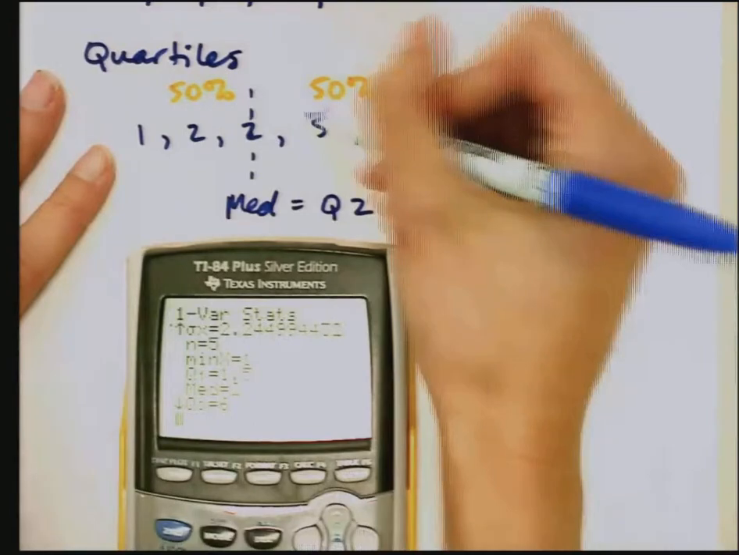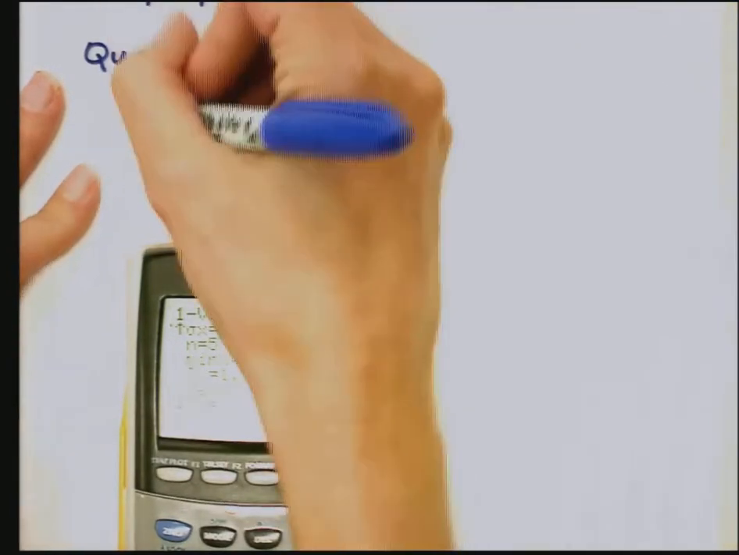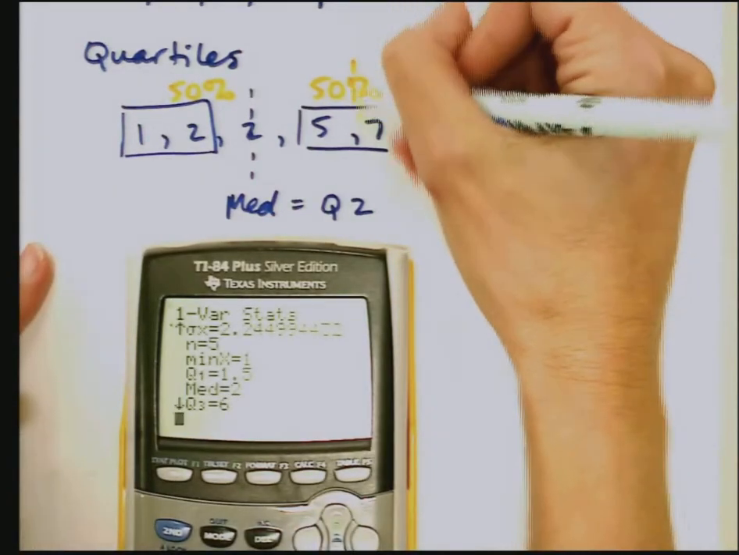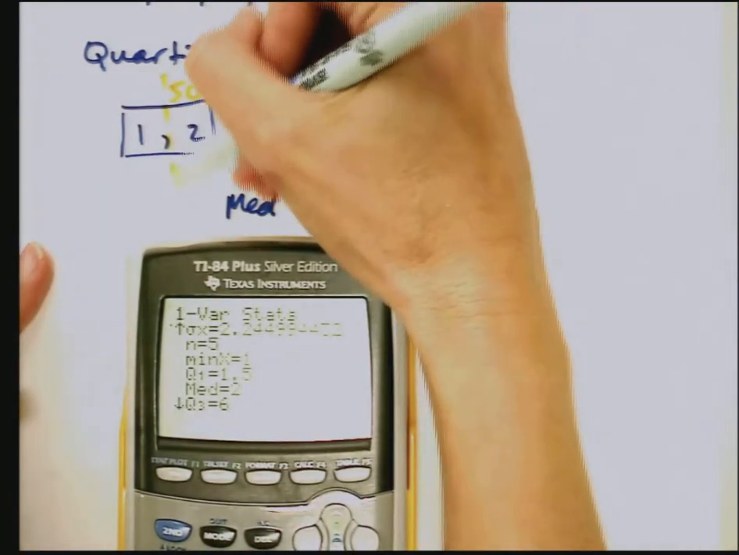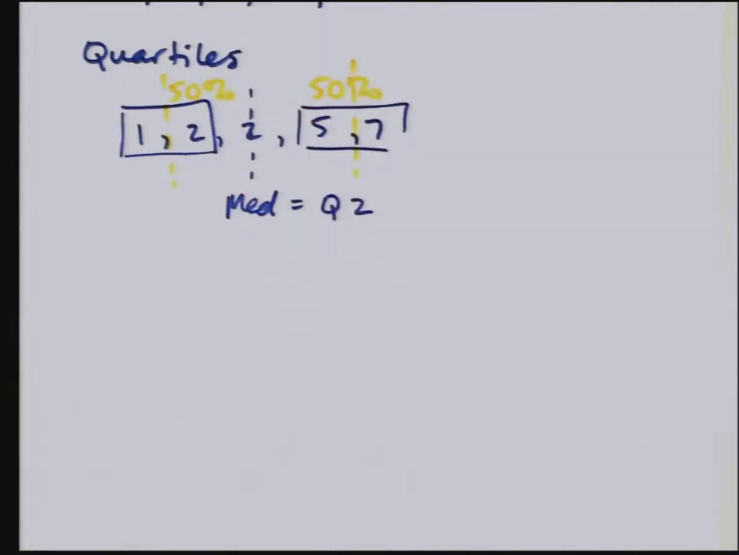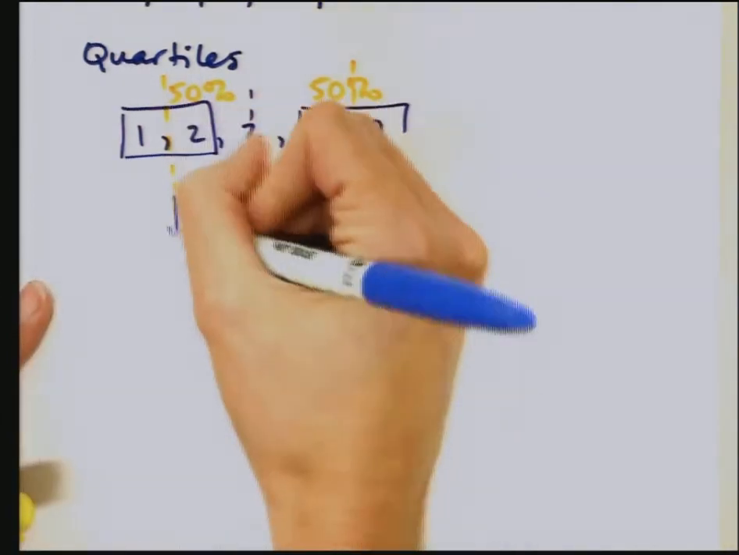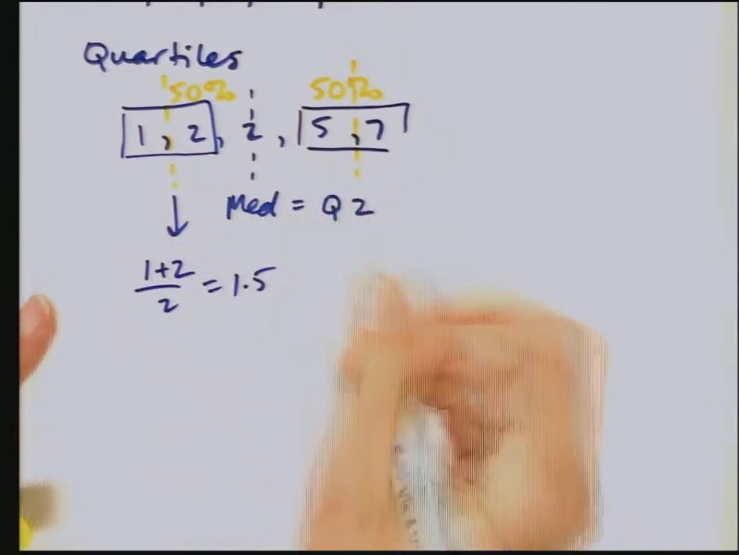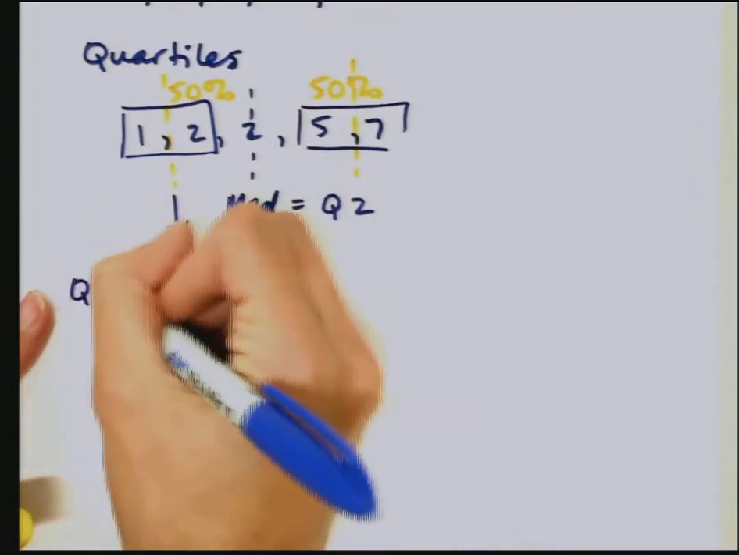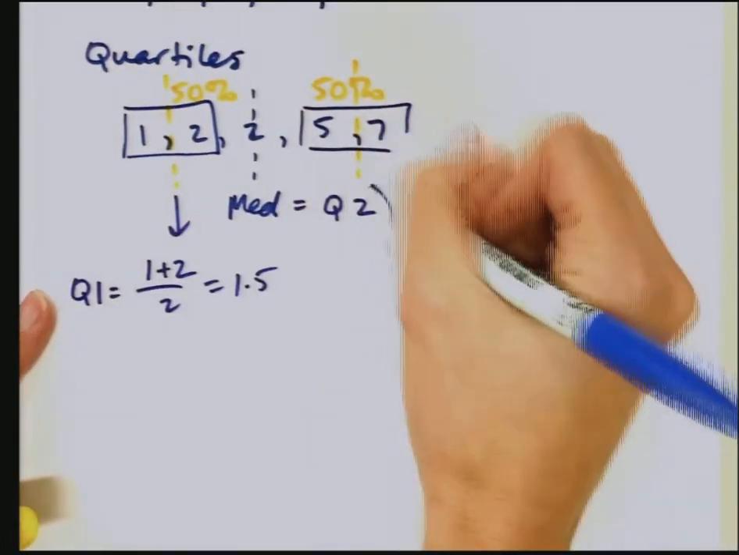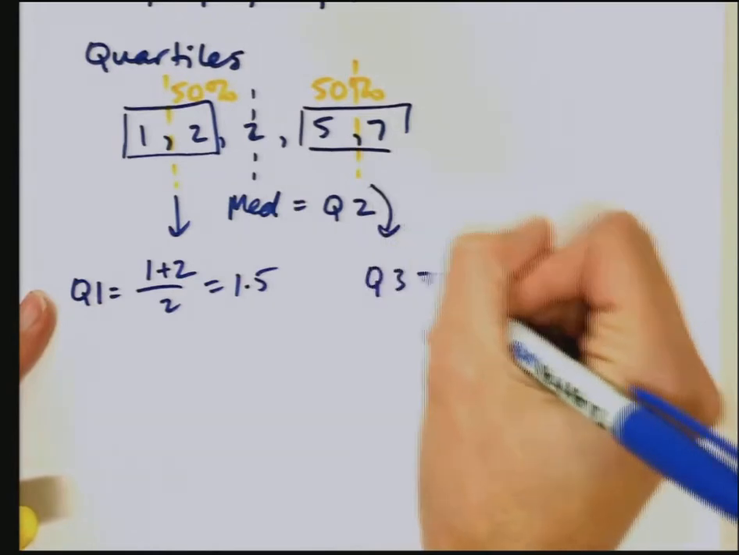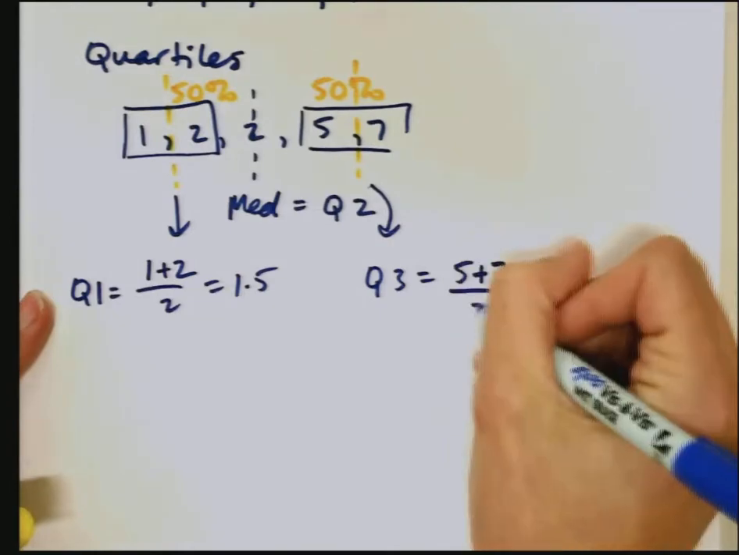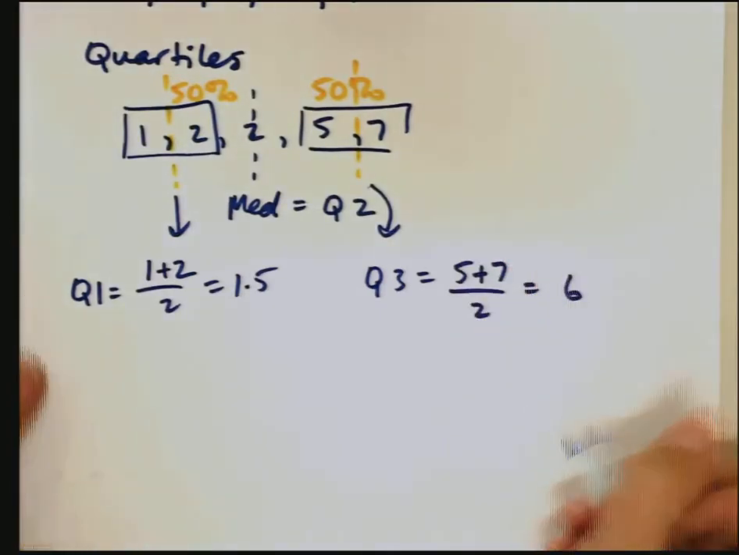They took the data that was remaining, the 5 and the 7 up on top, and the 1 and the 2 down below, and they split those in half. Well, as I split those in half, I end up landing right in between 1 and 2. So this gives me 1.5, so 1 plus 2 divided by 2, right in between would be 1.5. This is quartile 1. And right in between 5 and 7, that gives me quartile 3. Right in between 5 and 7 would be 6. Or you can average those. 5 plus 7 divided by 2 is 6.